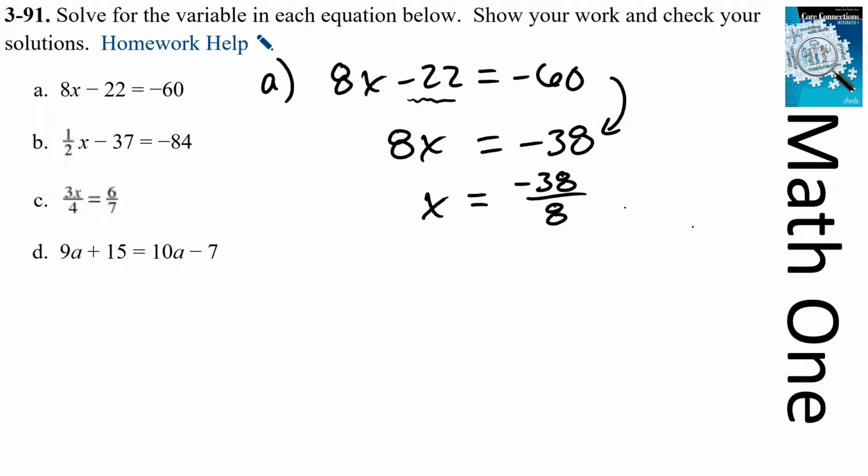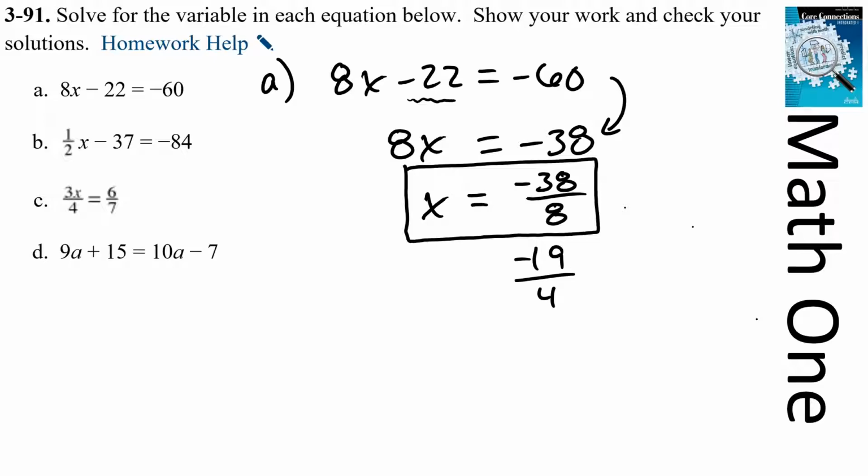You might want to reduce it. Both of those can clearly be divided by 2. In fact, 38 divided by 2 is 19, and 8 divided by 2 is 4. So I could write it as negative 19 fourths. I could also just choose to leave it in that form. And if I have to, I could convert it and get a decimal or an improper fraction or something. But I happen to like either one of those answers.